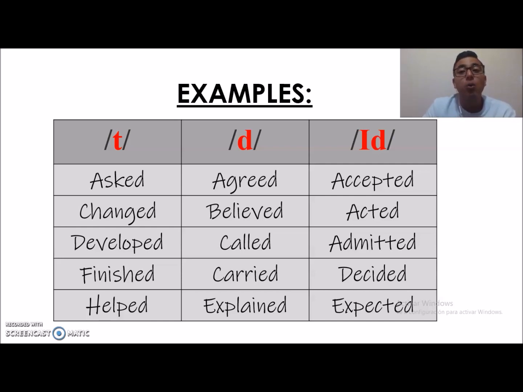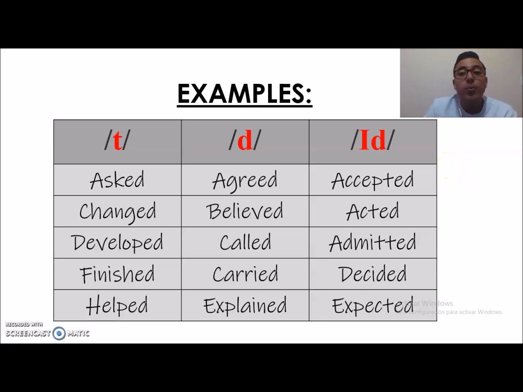Then we have called, carried, and explained. If you pay attention to the endings of these words, all of the sounds that end the word are voiced sounds. In the first one we have a vowel sound, in the second one we have v, in the third one we have l, in the fourth one and in the last one. Alright? Now let's move on to the next one, which is the last one.